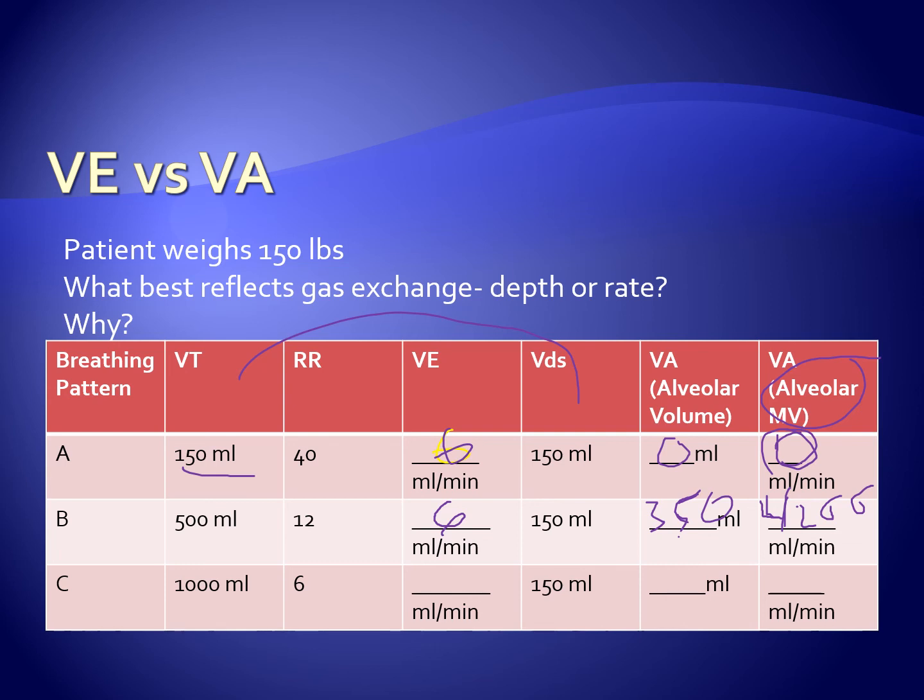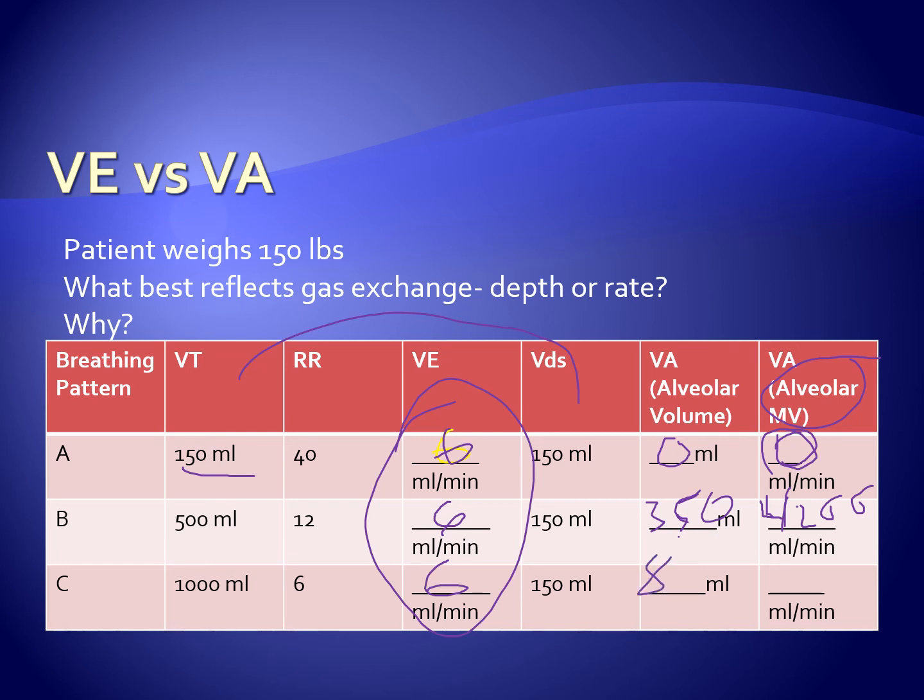Okay, when we're looking at patient C, what's their minute ventilation? Well, 1 times 6 is 6. So all three of these patients have the same minute ventilation. It's just what happens with their tidal volume. There's more dead space, so it changes. So when we're looking at their alveolar volume, what's 1,000 minus 150? When we're looking at this, you'll see that they have a lot more gas exchange.